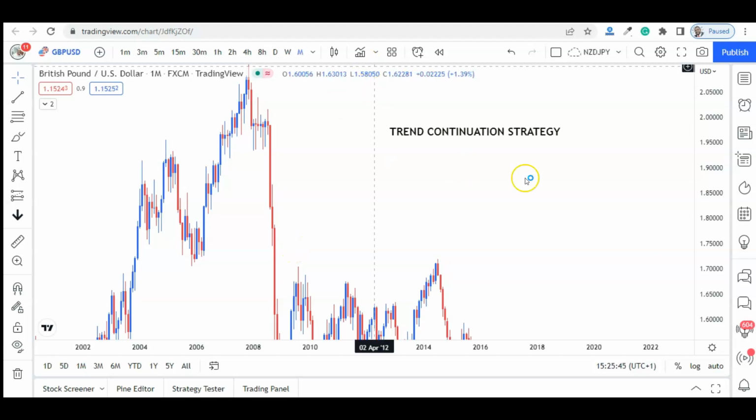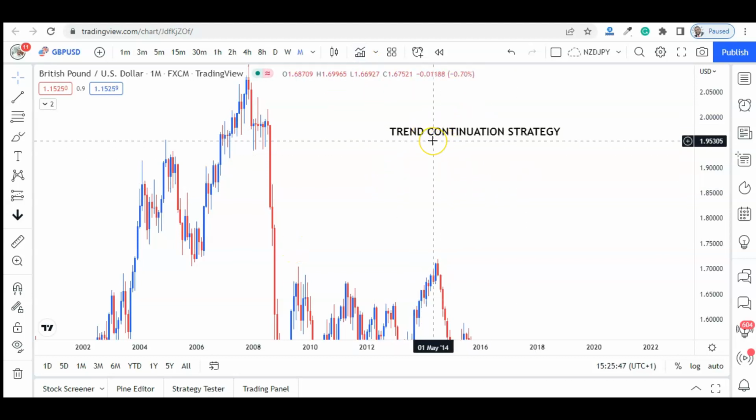Hello traders, in today's video we'll be looking at trend continuation strategy. A lot of traders fail in this business because they try to catch the tops and the bottoms. They always look for reversal in the market, and that is a wrong approach.